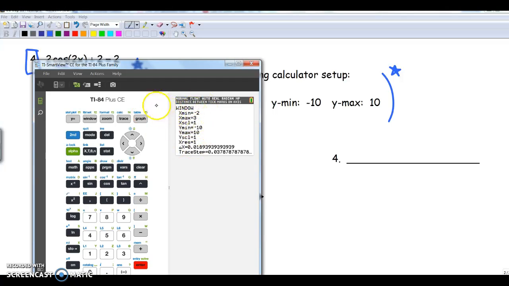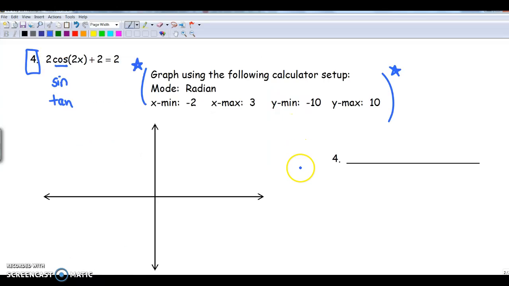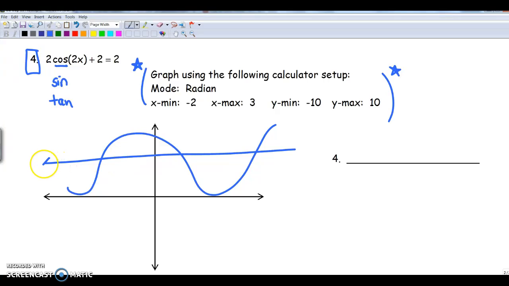Now that we have our window set to what it tells us, we're going to hit graph. This is what a sine curve looks like. It's kind of curvy like that, and then we've got the other line going through. So we're going to draw a picture of that on our paper, like this and like this.